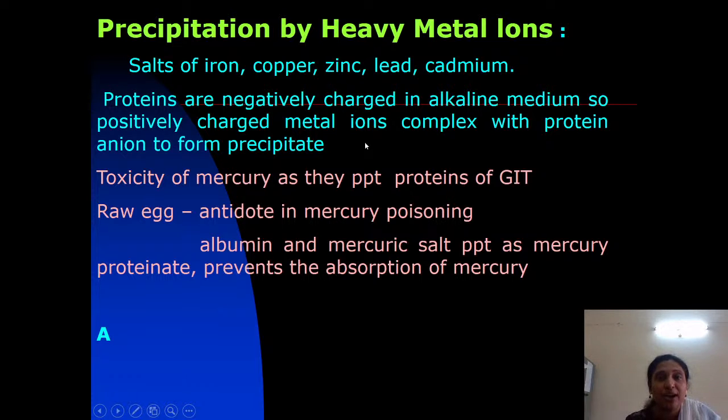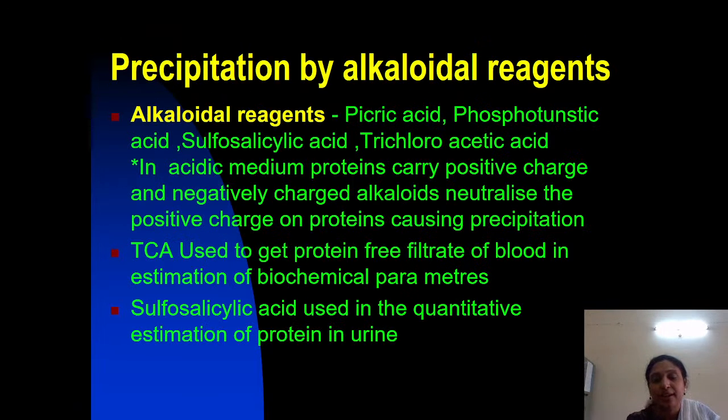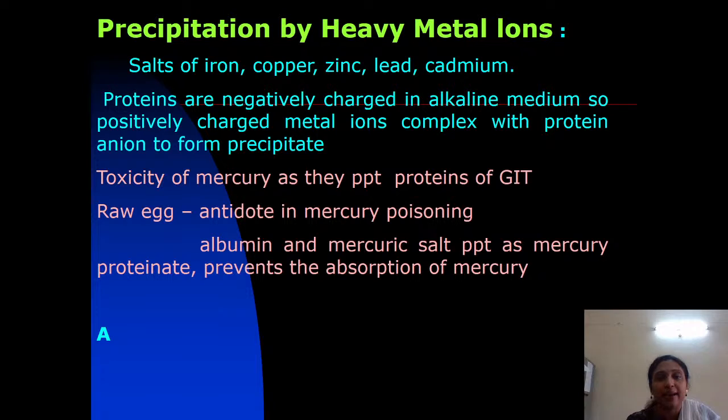See here how heavy metal ions act as precipitating agents. When you add heavy metals into the protein solution, the proteins are negatively charged in alkaline medium, and the positively charged metal ions neutralize the negatively charged proteins and cause precipitation. Mercury is toxic. When you ingest it, it causes precipitation of the GIT proteins. That is why mercury is toxic.